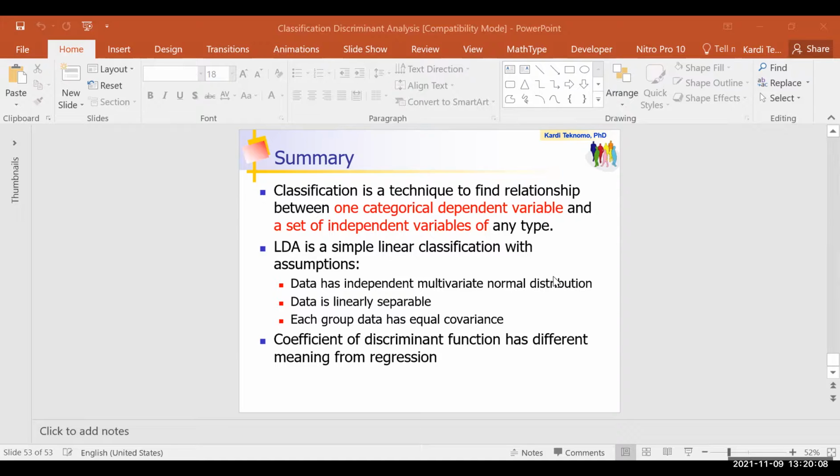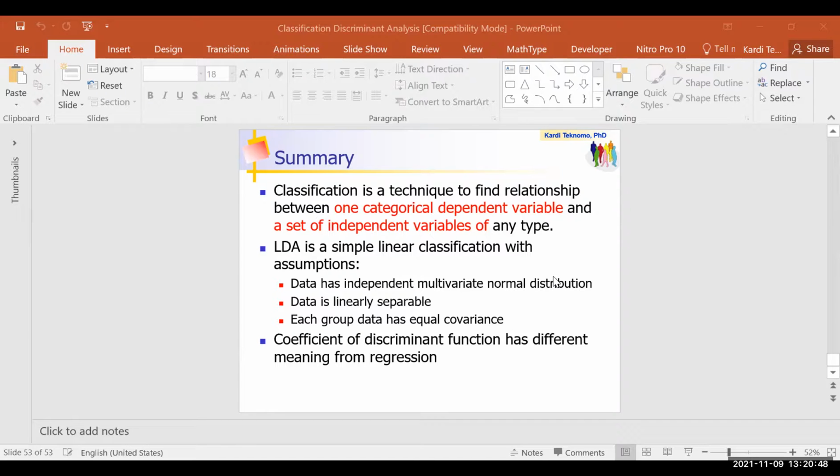One is that the data follows a multivariate normal distribution, and then the data is linearly separable, and we use a full covariance matrix. That means each group of data has equal covariance. That's the assumption behind LDA. What if we use each group's covariance instead of the full covariance matrix? Then there is another method called QDA, quadratic discriminant analysis.